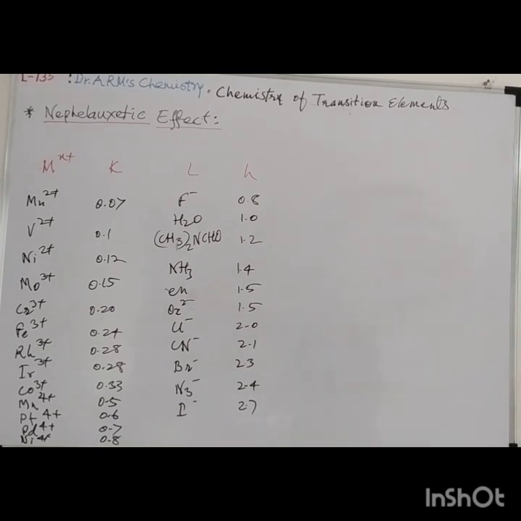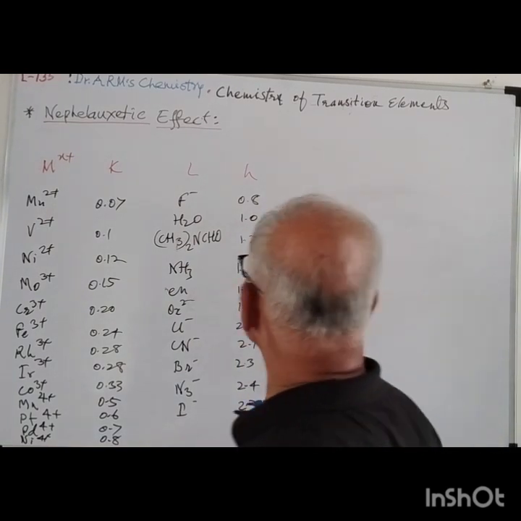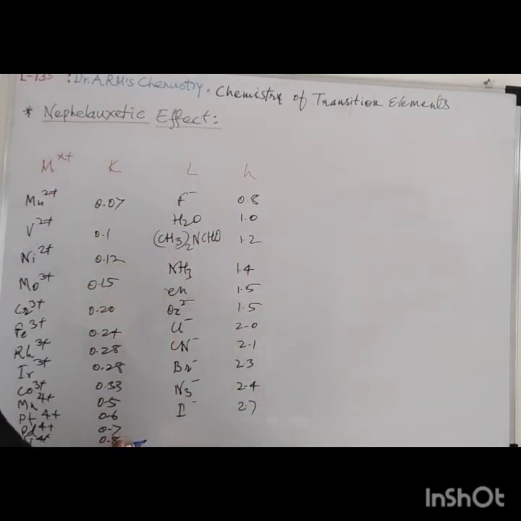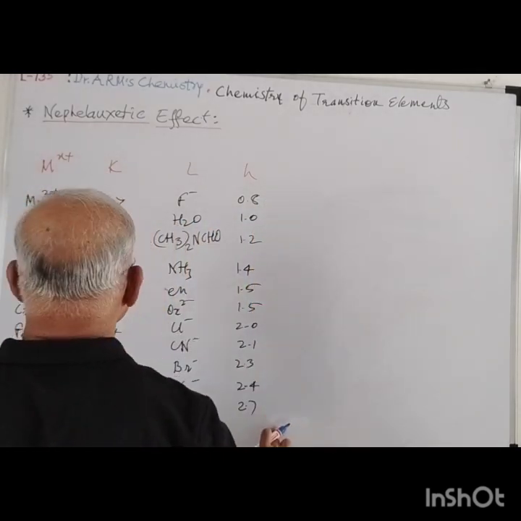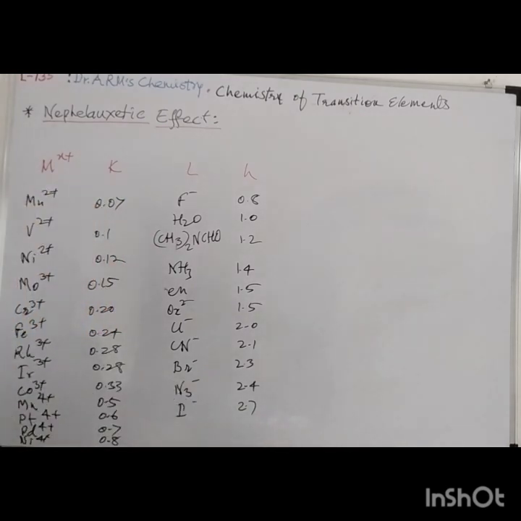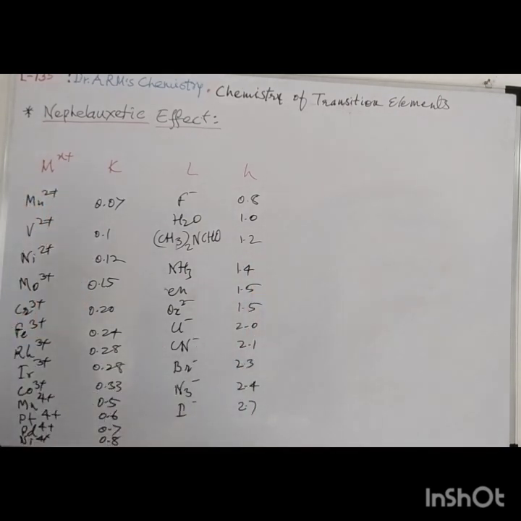So if we observe this, you will find that your K values are increasing in this direction. The H values are also increasing in this direction. So hardness increases in this direction and softness increases in this direction.